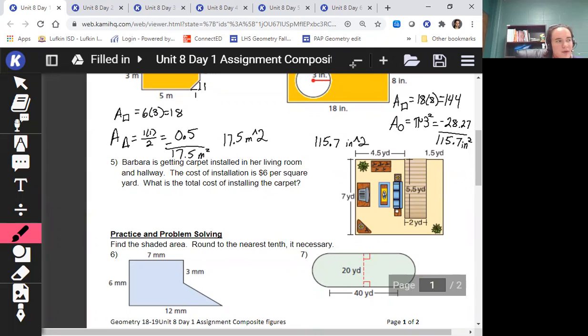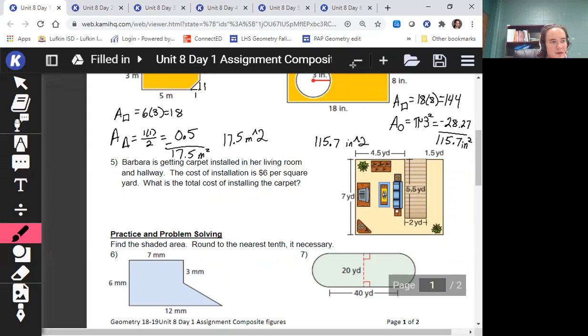And number 5, Barbara is getting a carpet installed in her living room and hallway. The cost of installation is $6 per square yard. What is the total cost of installing the carpet? So we have her living room and the hall area. This area here is stairs. So we need to find the area of the rectangle and then take the stairs out of it.